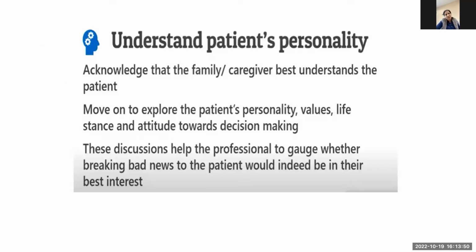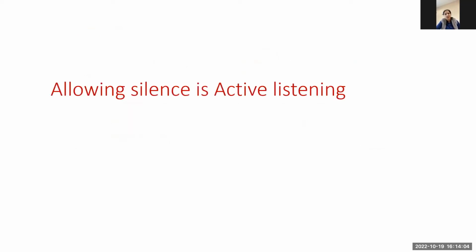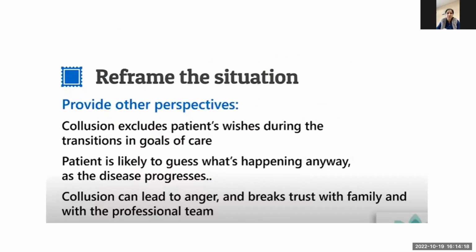They must understand the patient's perspective and the personality of the patient. These are all the points which have been highlighted in the video already, and they just need to remember these as a take-home message. Next. This is a very important component of collusion: allowing silence, which is active listening during the interaction with the family members of the patient. This is again a component of the interaction between the family members and the doctor himself. So we need to reframe the situation.